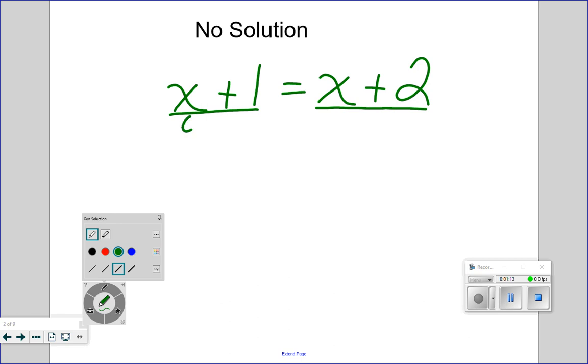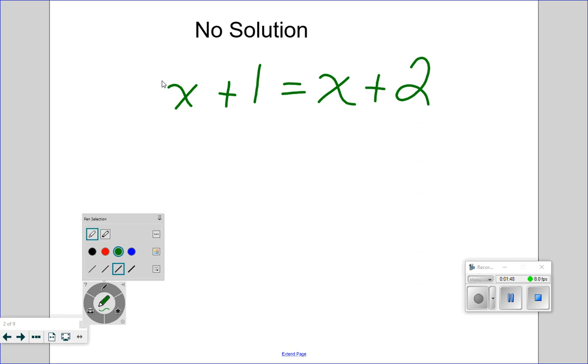If x is 0, for instance, the left side is 1 and the right side is 2. That doesn't work. If x is 1, as another example, the left side is 2 and the right side is 3. They're not equal. No matter what numbers I plug in, the right side's always going to be bigger than the left side, because on the right side I'm adding 2, and on the other side I'm just adding 1. So this means it's actually impossible to solve, and we call that no solution when we have that situation.